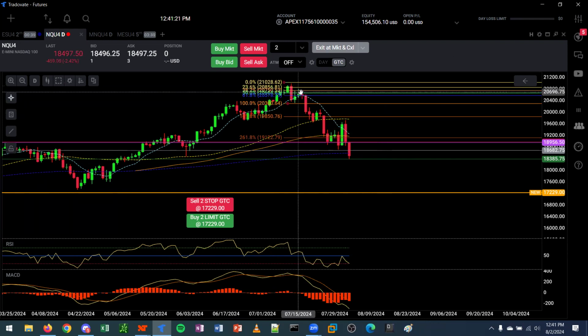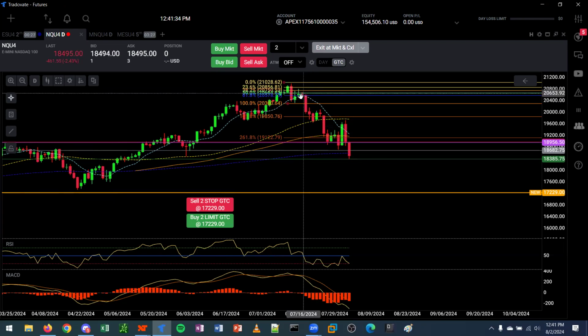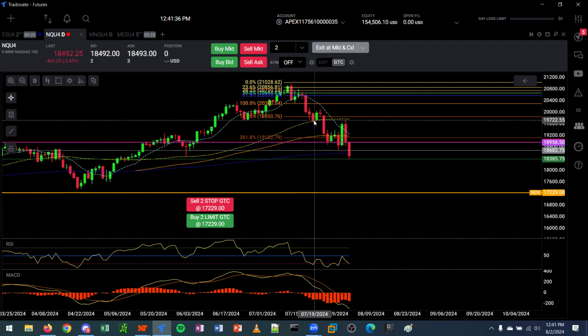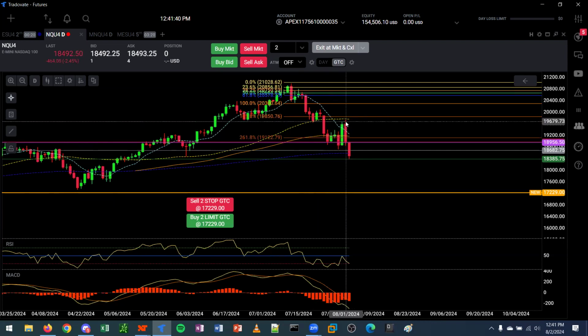So look, enter the golden pocket. If you had $1 million, you could have swung all this to the 100%, even to the 161. Swung it down, sat it right here and forget it. And look at where it bounced. 261 bounced right here.